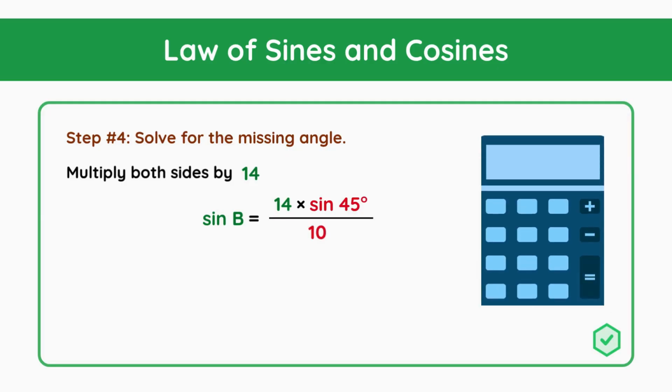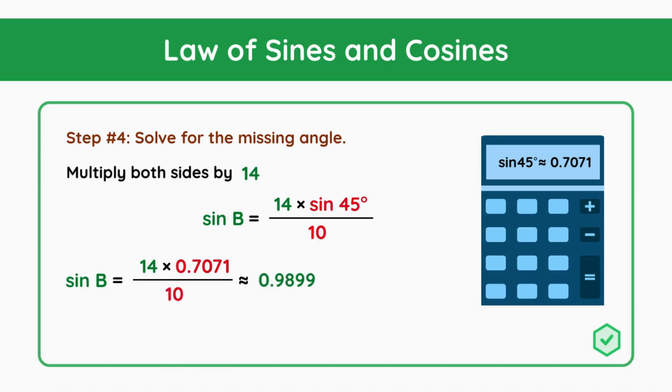Using your calculator, sine of 45 degrees is approximately 0.7071. Sine B equals 14 times 0.7071 divided by 10, which equals 0.9899. To find angle B, take the inverse sine of both sides. B equals inverse sine of 0.9899, which is approximately 81.6 degrees. So the missing angle B is approximately 81.6 degrees. That completes section 1. You should now feel confident using the sine rule for both missing sides and missing angles.